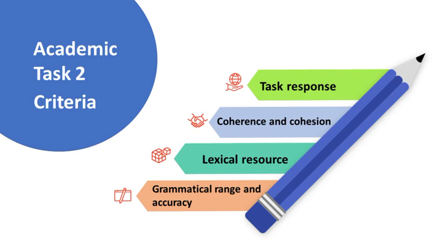Okay, other criteria include coherence and cohesion, lexical resource, grammatical range, and accuracy. These are all the 4 criteria for task 2 writing. So, just like I said earlier in task 1, you are expected to make good use of words, concise and precise, to ensure that your message is communicated suitably well.